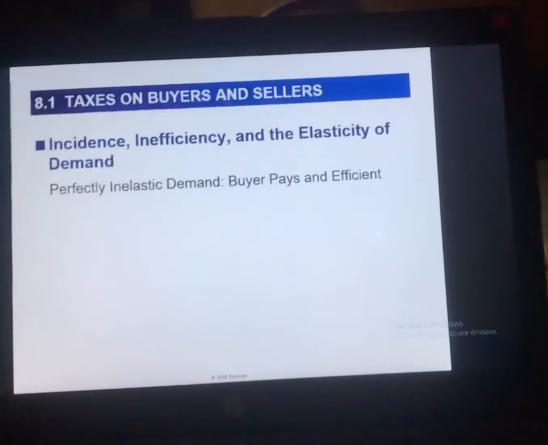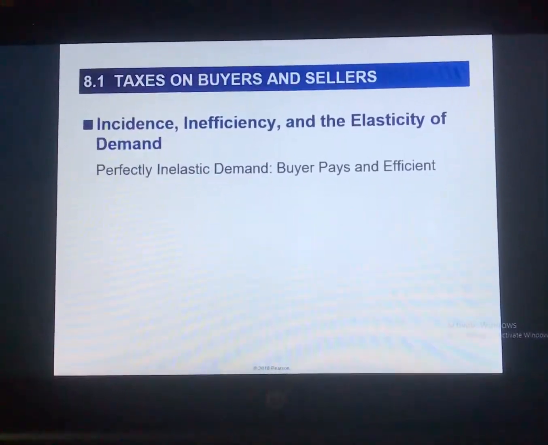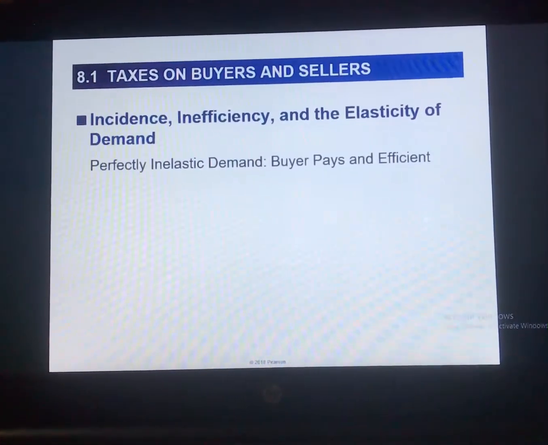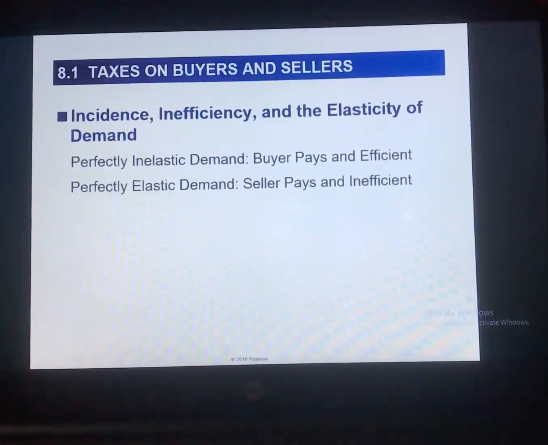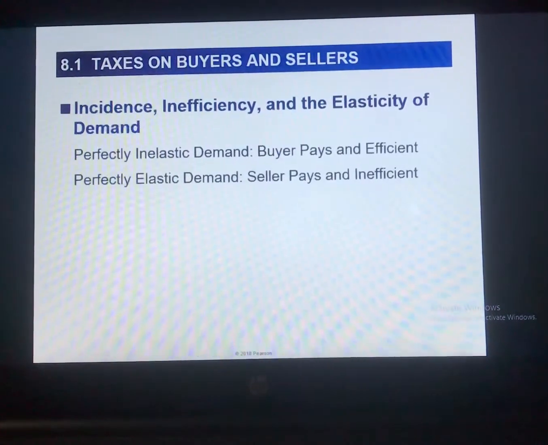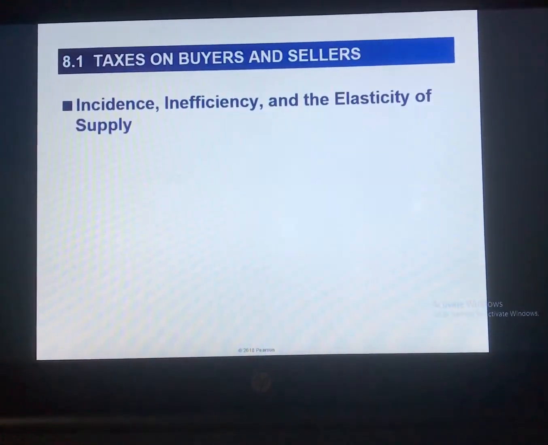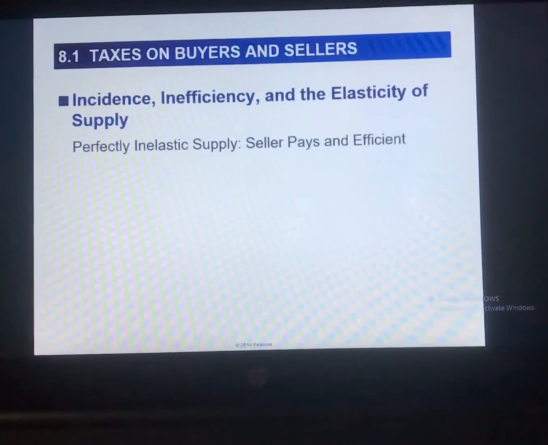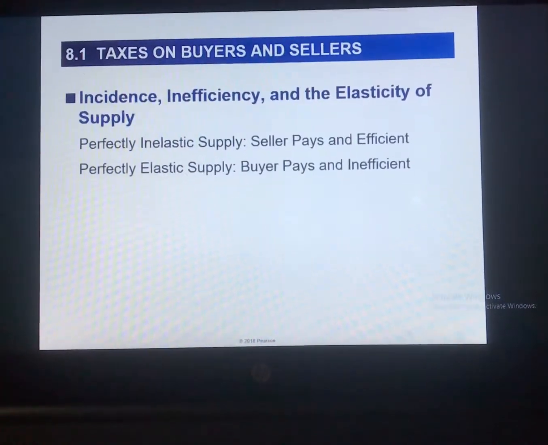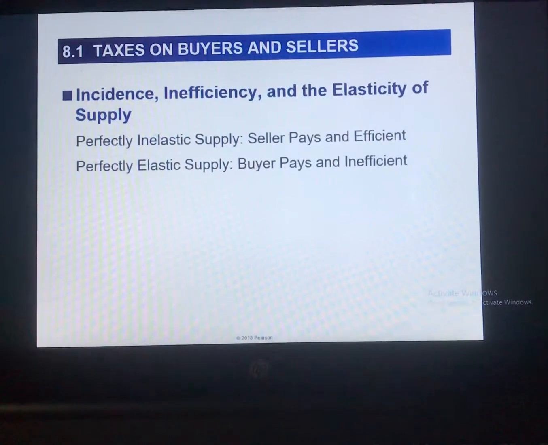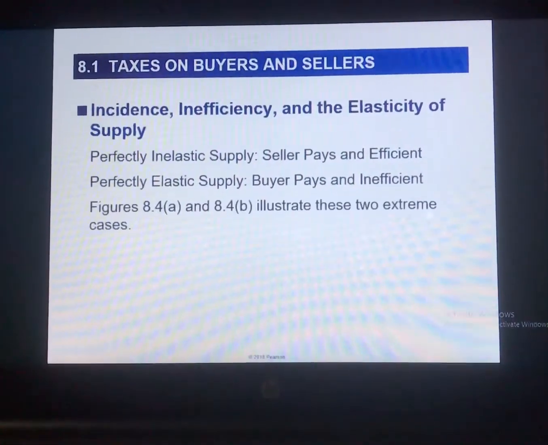So, perfectly inelastic demand: buyers pay and it's efficient. Perfectly elastic demand: sellers pay and it is inefficient. For perfectly inelastic supply, the sellers pay and it is efficient. And for perfectly elastic supply, buyers pay and it is inefficient.